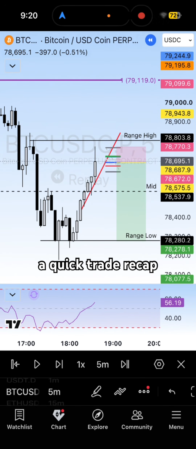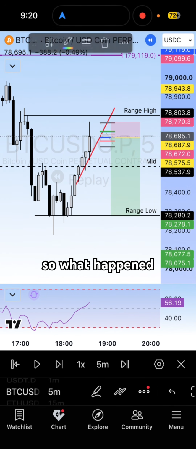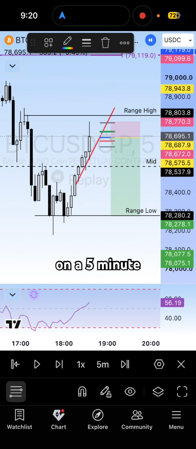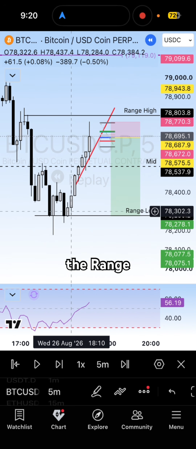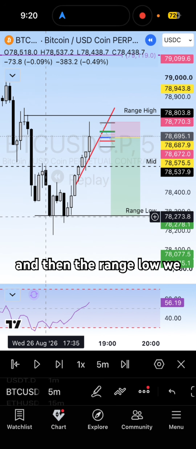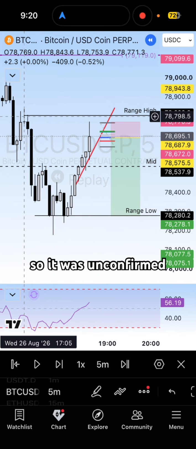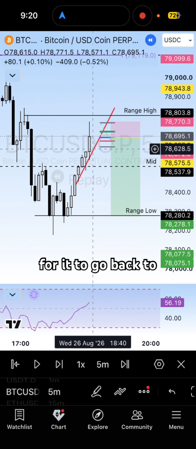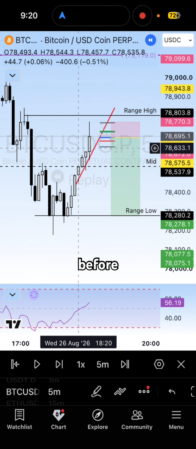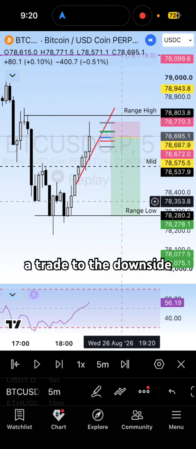Today I'm going to give you a quick trade recap on BTC. So what happened, I saw a range forming on a 5 minute. As you can tell over here, the range high and then the range low. We only had one touch of the range high, so it was unconfirmed, and I was waiting for it to go back to the range high before I can take a trade to the downside.